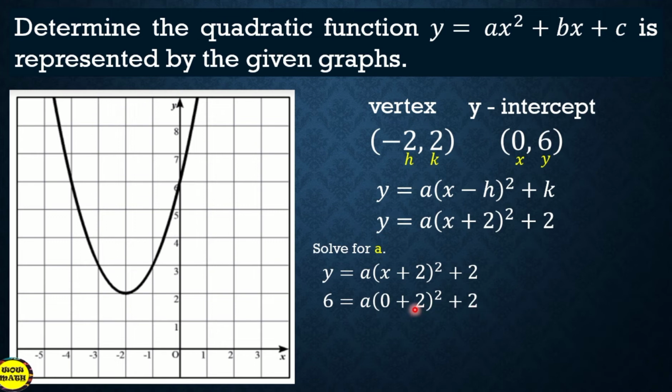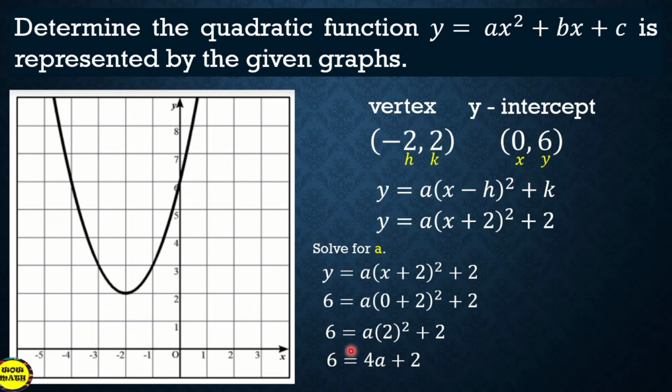And then simplify, 0 plus 2, that is 2 squared plus 2. And 2 squared is 4. And 4 times a, that is 4a plus 2. Okay, dito pwede natin gumamit ng APE. So, you can subtract both sides of the equation by negative 2, or you can use our shortcut na ginagamit. So, yung shortcut na ginagamit natin, kung saan nilipat natin si 2 or ililipat natin sa left side.